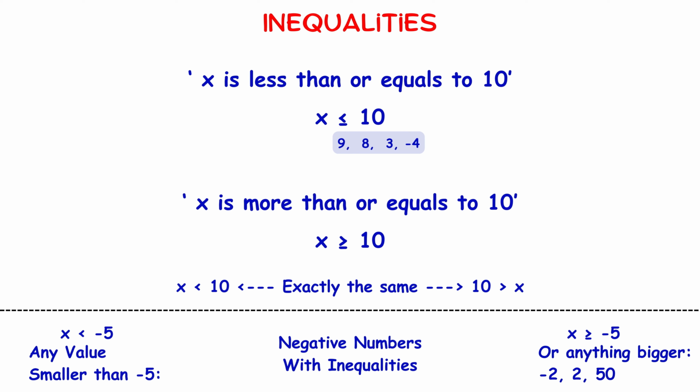The next thing we need to look at are these two symbols, which look pretty much the same as our less than and more than signs, except they also have these horizontal lines underneath them. The straight lines basically mean or equal to, so this first expression means that x is less than or equal to 10, so as well as being numbers like 9, 8, or -4, x could also be 10 itself. Similarly, the second expression means that x is more than or equal to, so again the number might be 10 itself or any number bigger than 10.